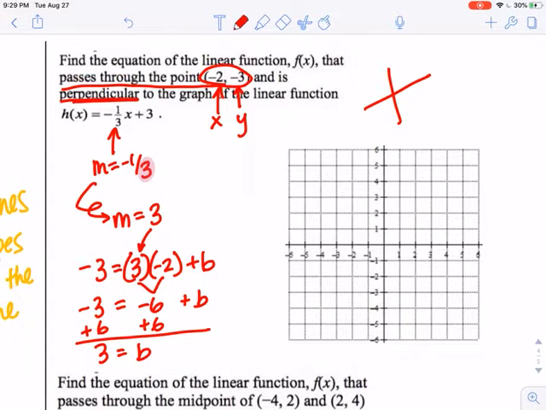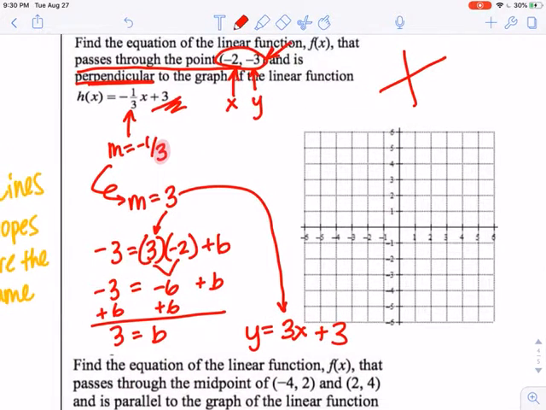So I know that my equation for the perpendicular is y equals 3x plus 3. I can double check that this is both going through the point as well as being perpendicular by graphing both of them. So I have positive 3, going down 1 over 3, moving backwards as well. So I can see this line is h of x, and I know that I want my new graph to go through the point -2, comma -3.